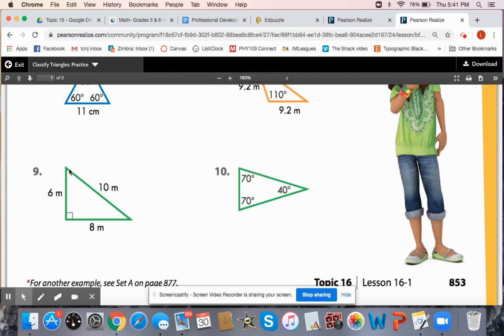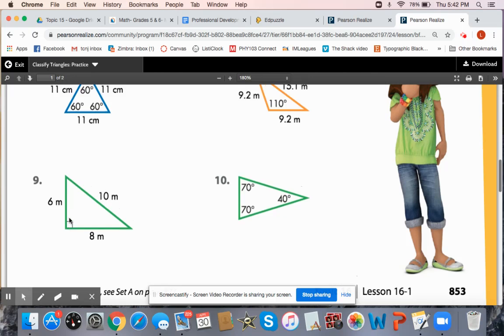This triangle, it's really easy to see already. The box tells us it's a right triangle. And then all three lengths of this triangle are different. So it's a right scalene triangle. Remember, when you step on a scale, everyone gets a different number.